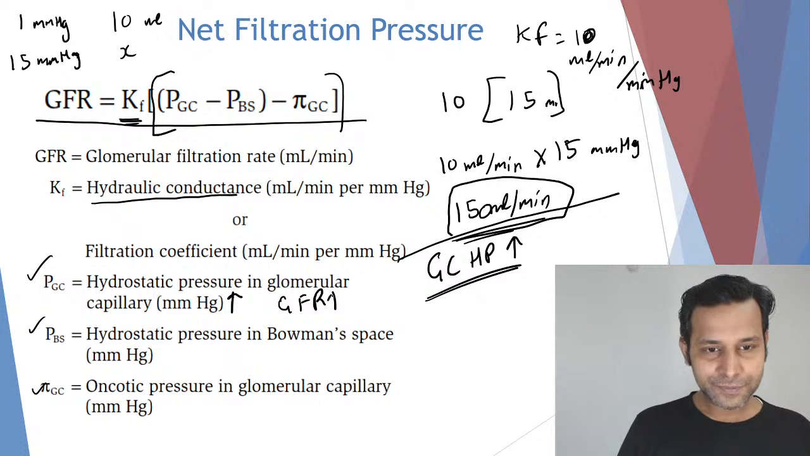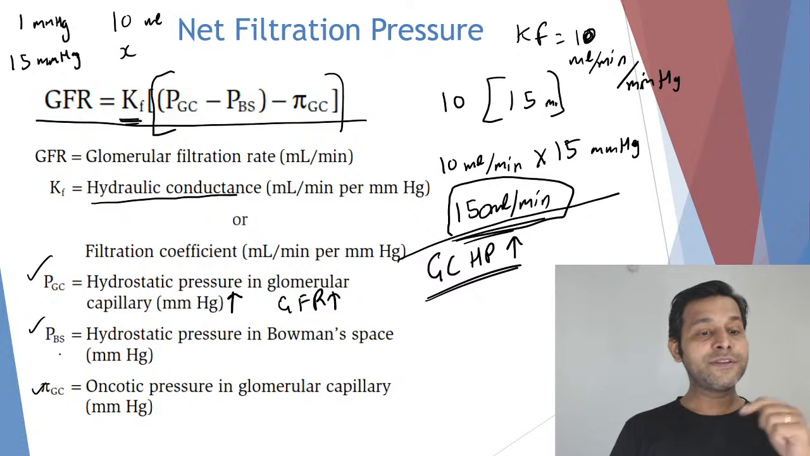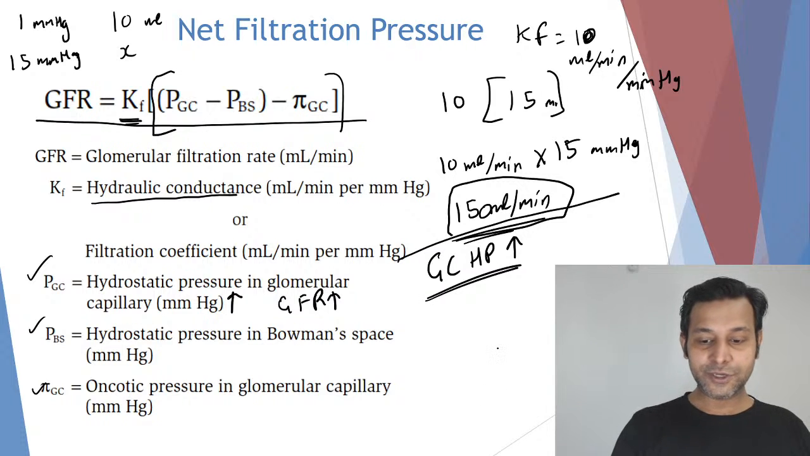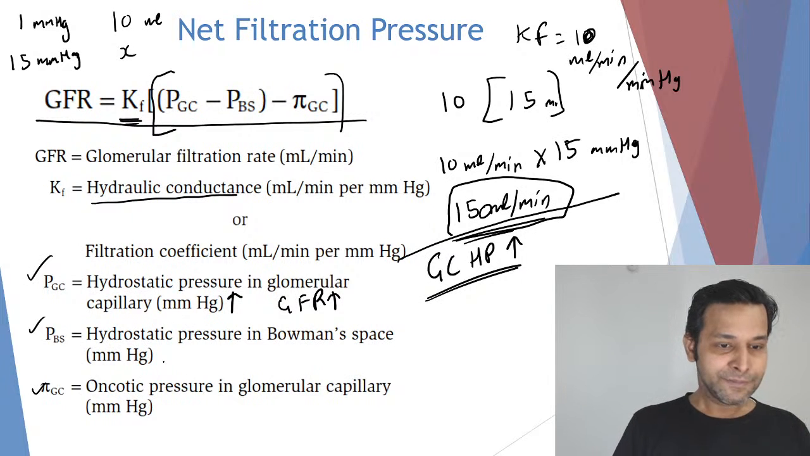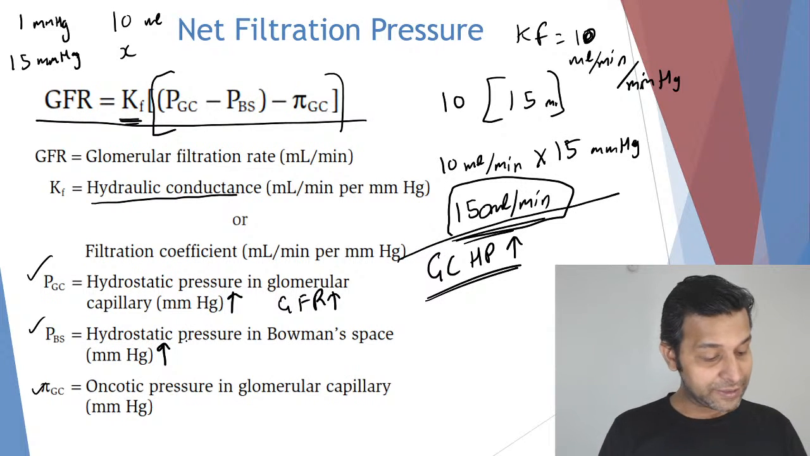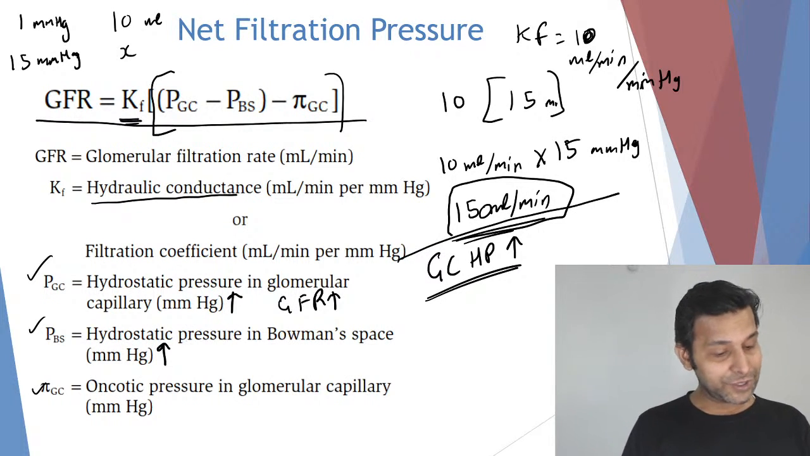Very good. Now Bowman's capsule hydrostatic pressure. Which pressure? The Bowman's capsule hydrostatic pressure. If this increases, the GFR will increase or decrease. If Bowman's capsule hydrostatic pressure increases, the GFR will increase or decrease.